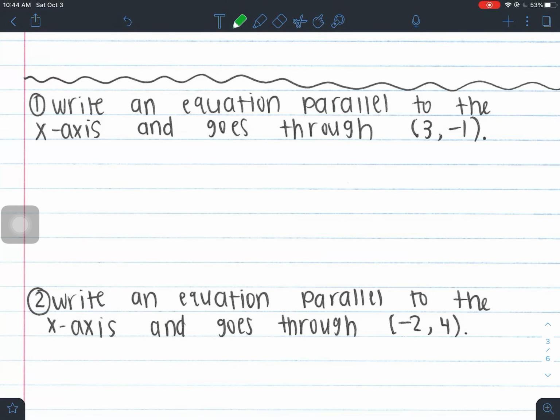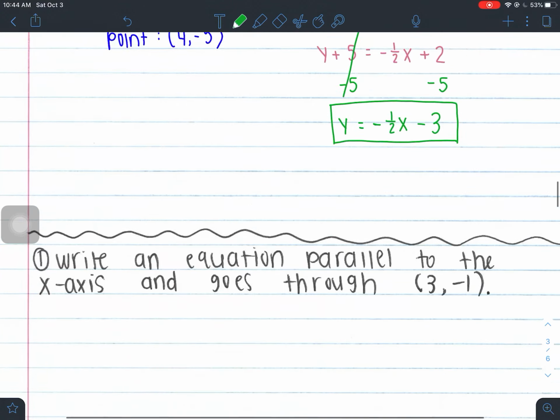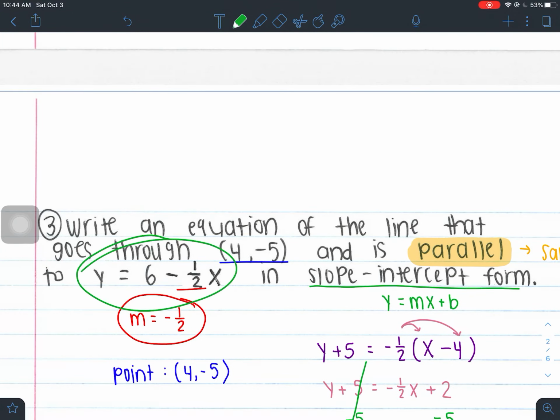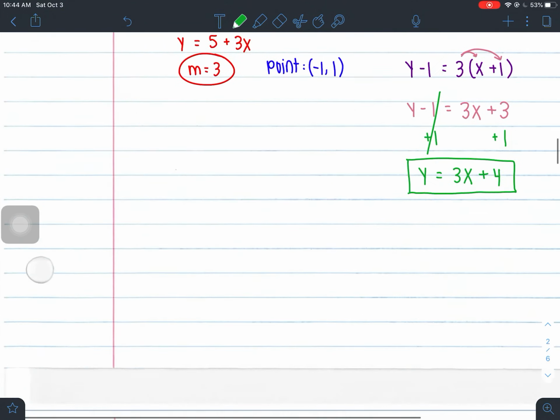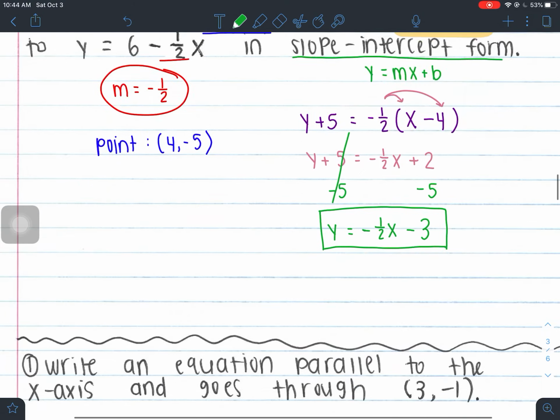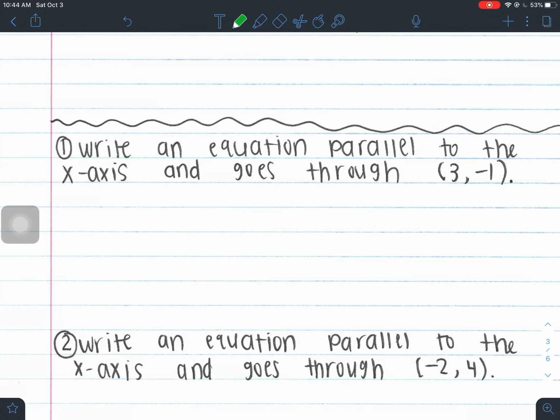Write an equation parallel to the x-axis and goes through (3, -1). Now what's different about this problem? Do they give us an equation like the other problems have? They didn't, right? In the last 3 problems, they gave us an equation, here's another equation, and here's another equation. But in this one, they didn't give us an equation. If it's not a normal problem, I want you to draw a graph.